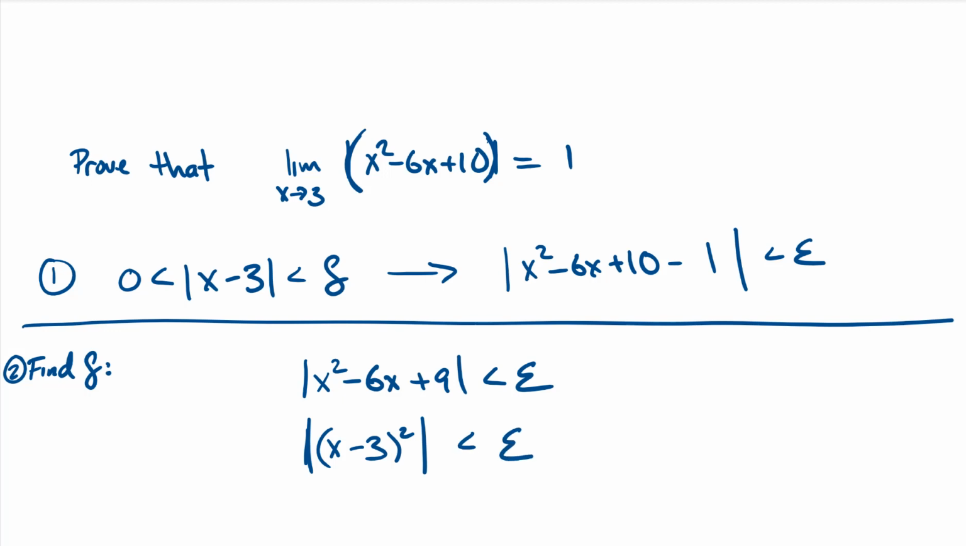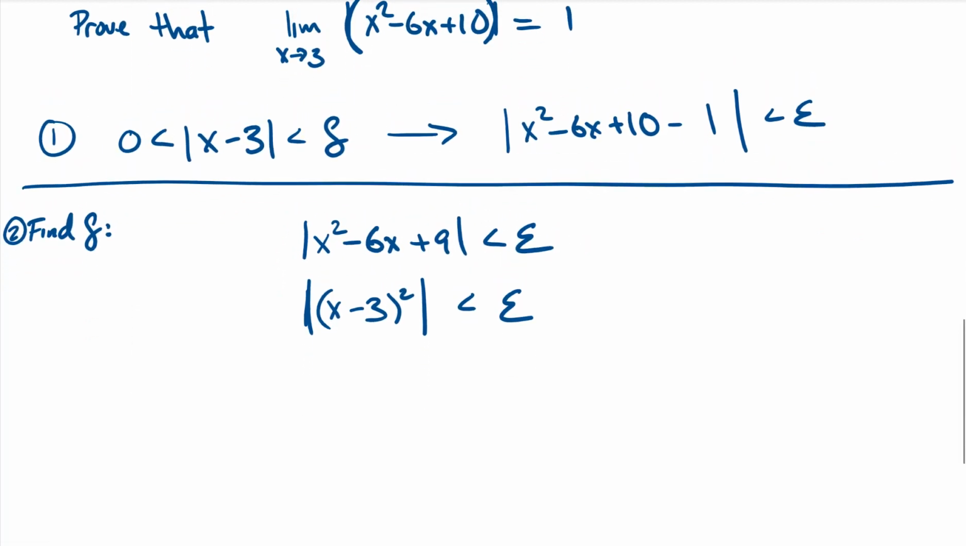Now, do you think it matters whether the square is on the inside or the outside? The absolute value is always positive, right? Well, it's never negative. That's more accurate. Is a square ever negative? Not when we're dealing with real numbers. So what we can actually do is just yank the square to the outside. We can say the absolute value of x minus 3 all squared is less than epsilon.